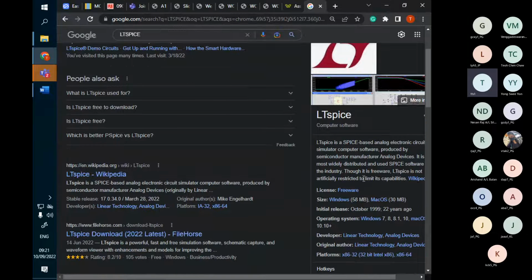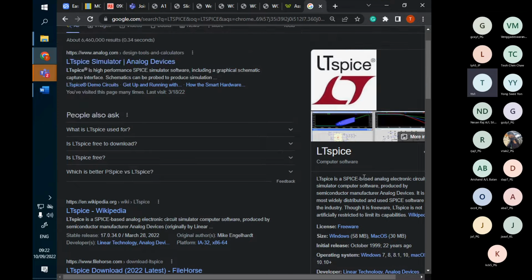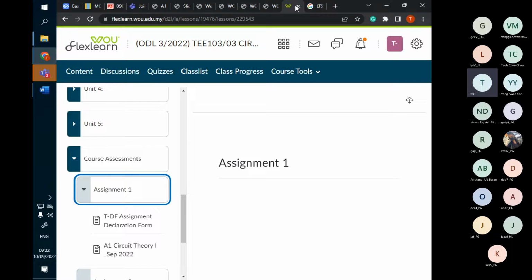That's why I strongly encourage you to do it before the class begins. For the next session, the lab session, download it beforehand.